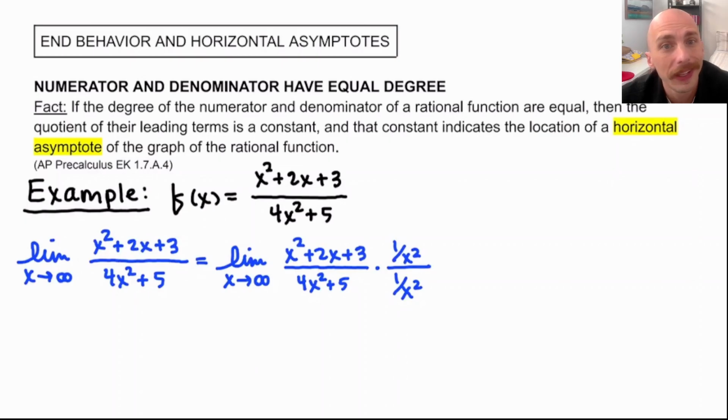So if I'm interested in the end behavior, that's really the limit of the function as x approaches infinity. And with a rational function, it's going to be the same as if x approaches negative infinity, provided that we're sticking to these two situations, right, where the degree is bigger on the bottom or equal. Okay, and what I'm going to do is say the limit of the function is going to be the same as the limit of the function multiplied by a special form of 1.